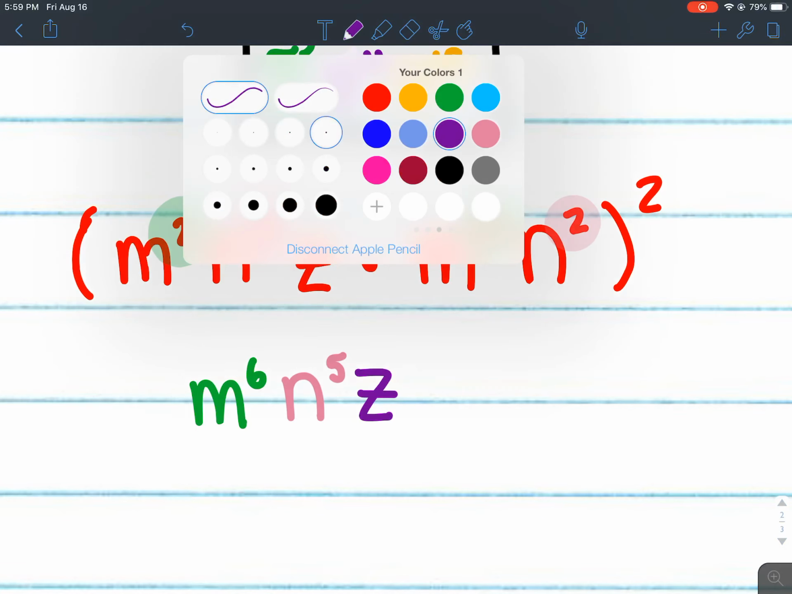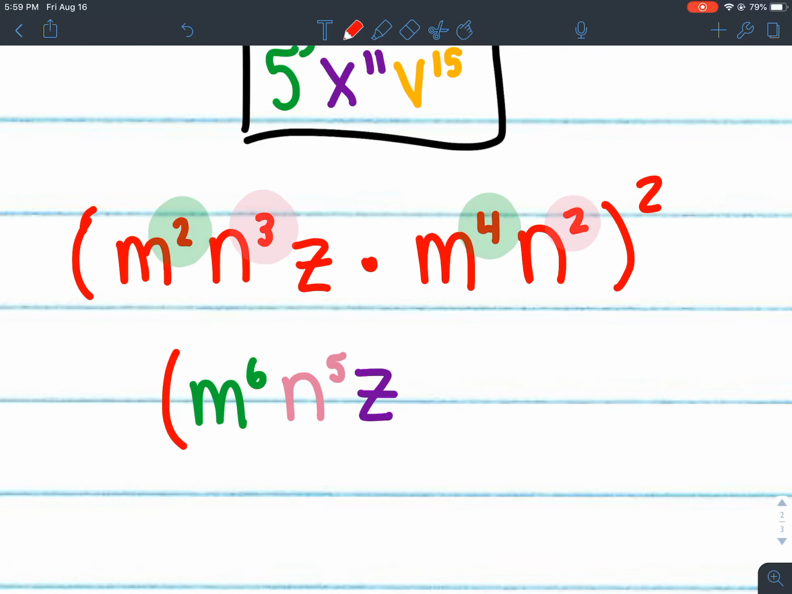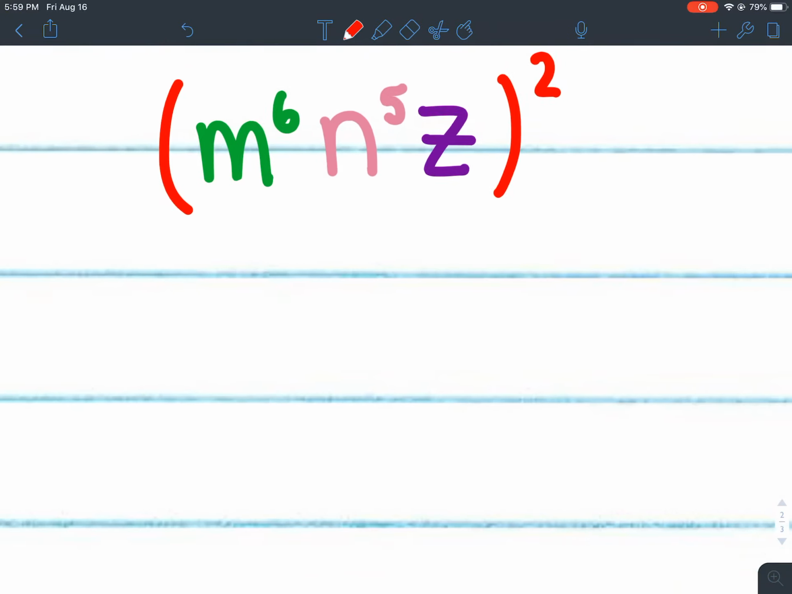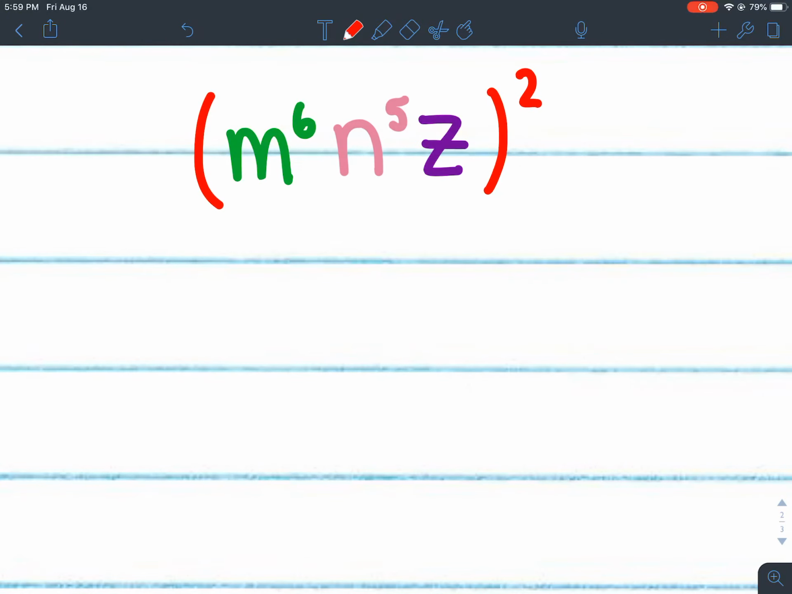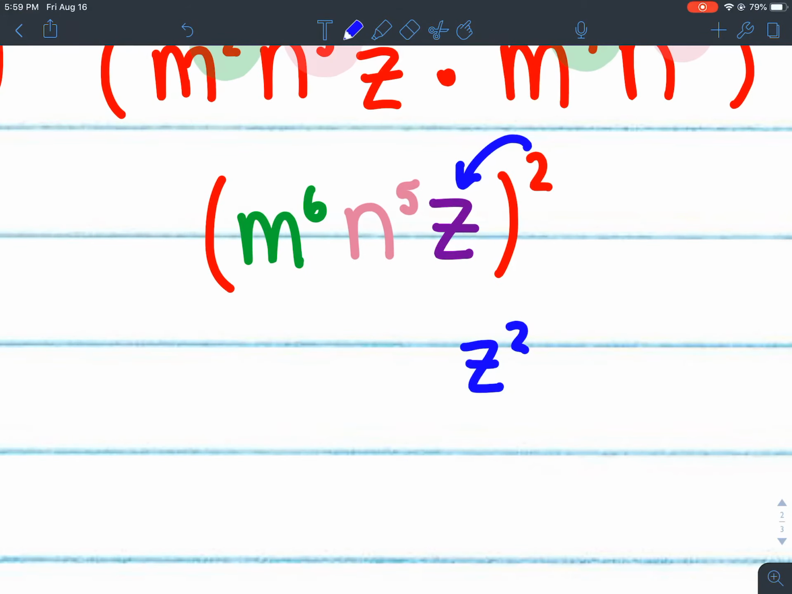Okay, now I'm going to bring the house back with the square on the outside. Well, now this is just something like we did earlier. We're just going to distribute now. So if I have z to the power of 2, remember there's technically a 1 here. There is 1 z in there, so I have z squared.